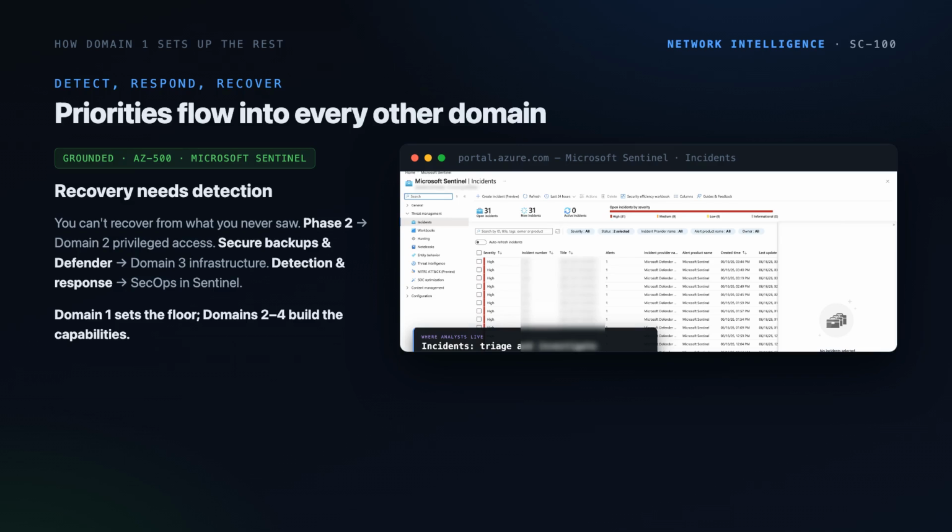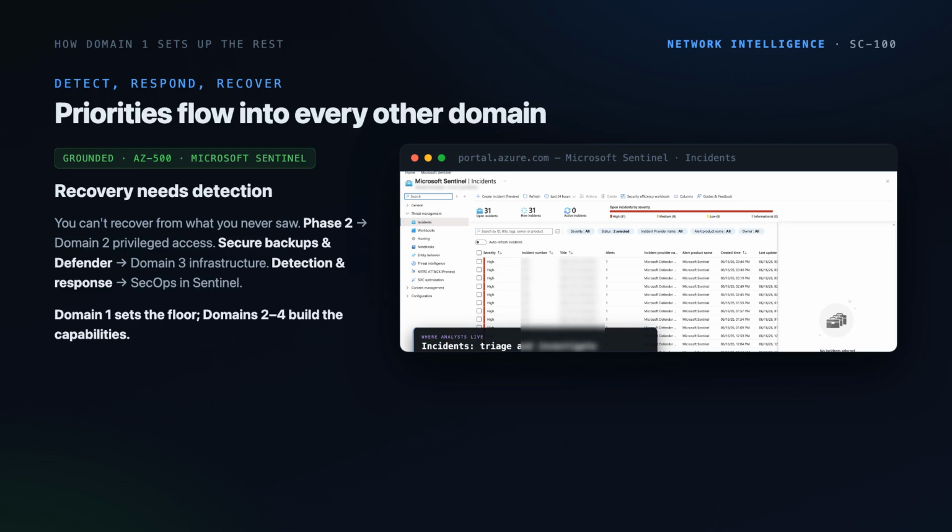Domain 1 does not stand alone. It sets up everything that follows. You cannot recover from what you never detected, which is why detection and response sit at the center of security operations here in Microsoft Sentinel. Phase 2 flows into the identity and privileged access design of Domain 2. Secure backups and Defender flow into the infrastructure posture of Domain 3. The through line is simple. Domain 1 sets the floor, the priorities, and the resilience baseline, and Domains 2 through 4 build the specific capabilities that deliver them.